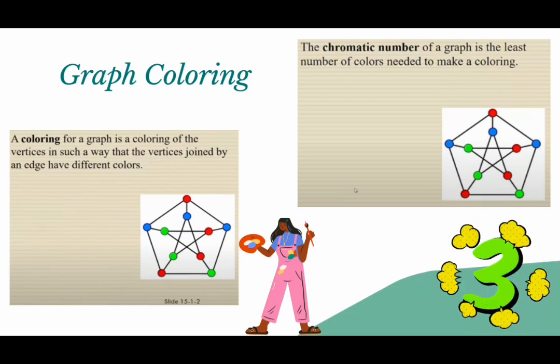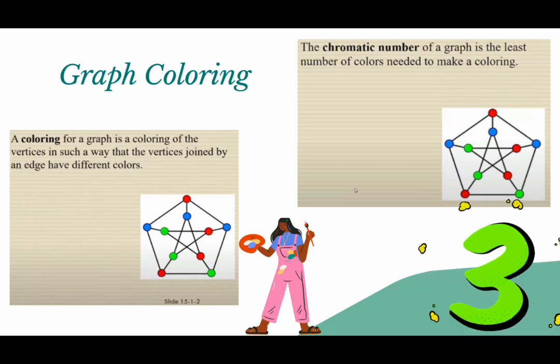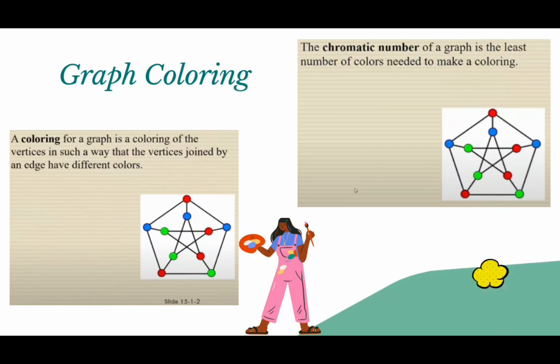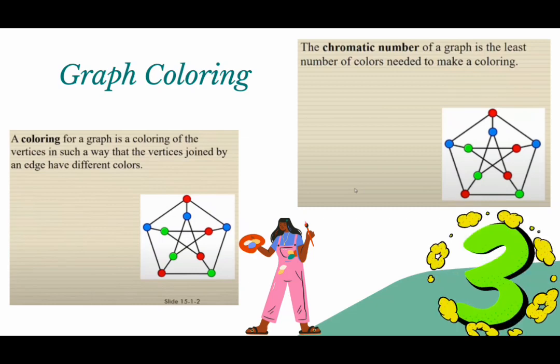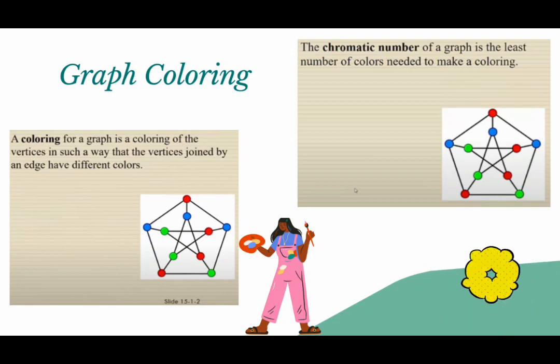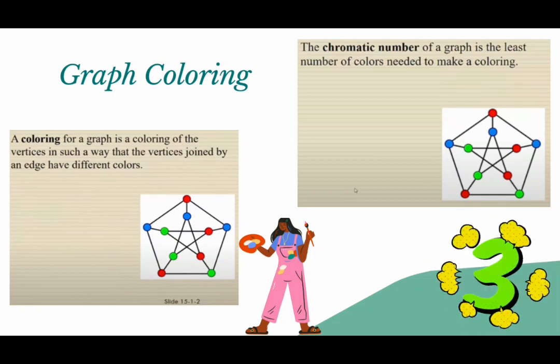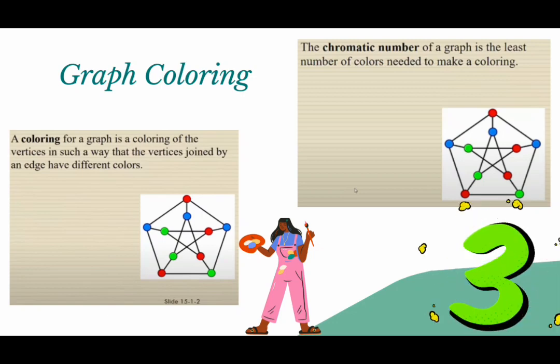Okay, let's look at the figure. Tingnan nyo tong figure. How many colors do you see? Di ba tatlo? The blue, red, and green. Bakit? Pag gumawa ka ng edges niyan, kailangan magkaibang kulay lagi. Pag nag-join kayo, it has to be a different color. So, the chromatic number of a graph is the least number of colors needed to make a coloring. So, tatlong color yan.